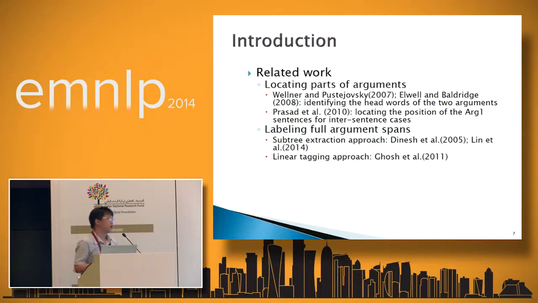Related work on argument labeling for discourse parsing can be categorized into two categories. The first is locating some parts of the arguments, for example, identifying the head words of the two arguments, and also locating the position of the Arg1 sentences for the inter-sentence cases. The second is labeling full argument spans, and there are generally two approaches to this. The first one is the subtree extraction approach, and the second one is the linear tagging approach.